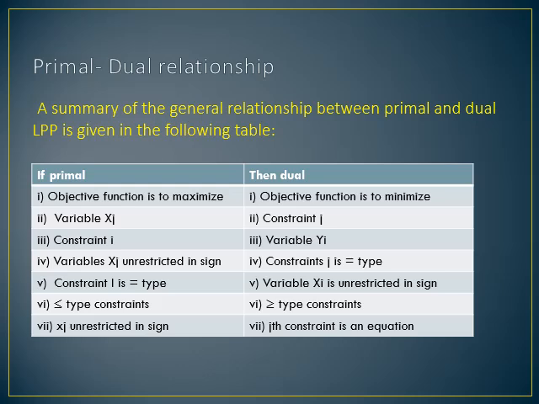If primal variable xj, then dual constraint is j. If primal constraint i, then dual variable yi. If primal variable xj is unrestricted in sign, then dual constraint j is equal type.